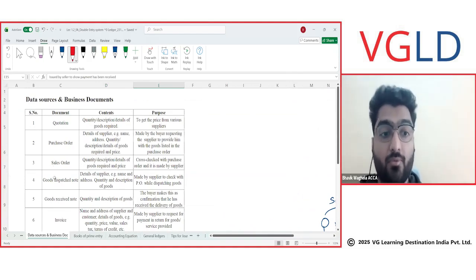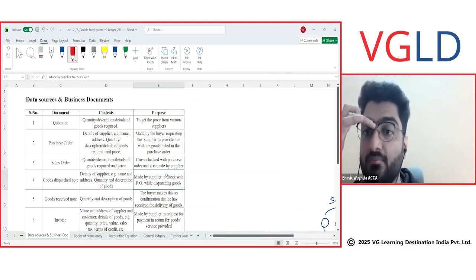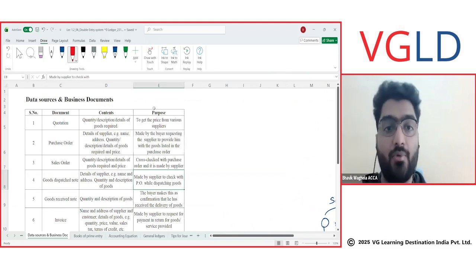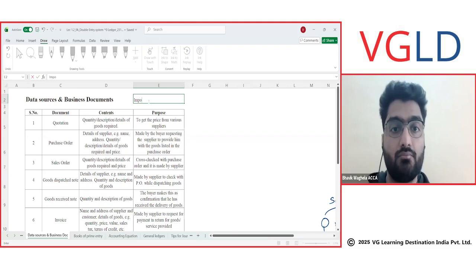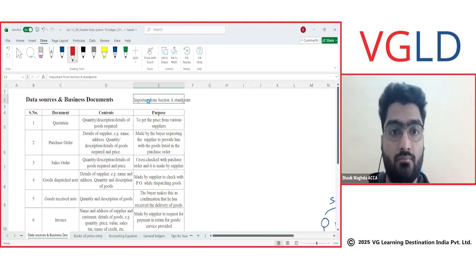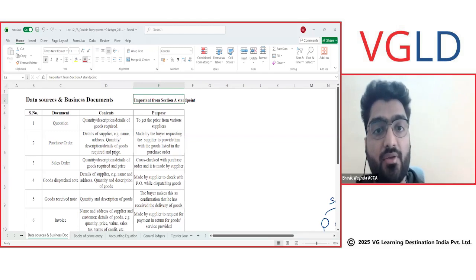What is the purpose of goods dispatch note? They will give you 4 options. You will have to select the correct one. So we need to learn this from the section A standpoint. Any questions, guys?